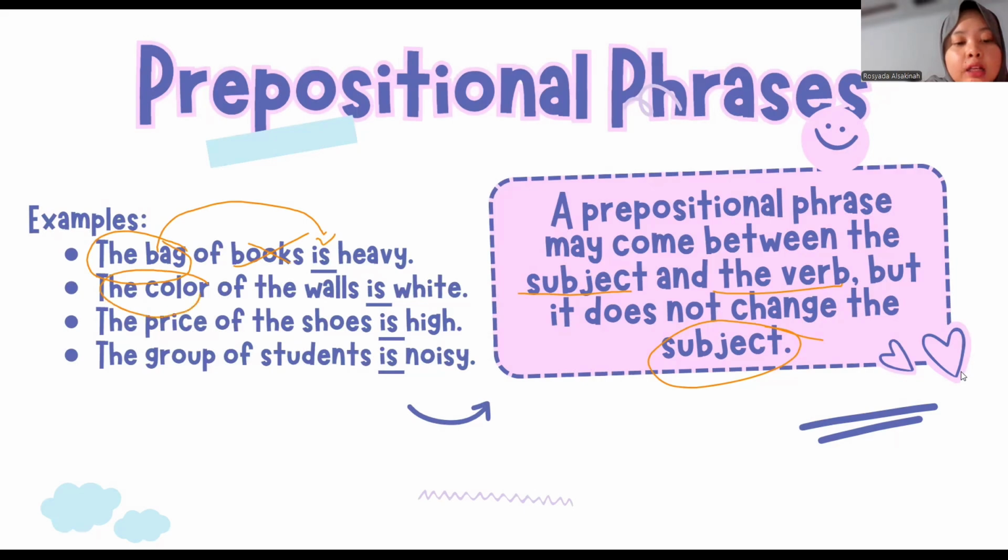The color of the wall is white. The color is singular, so we use "is" in the sentence. The price, the group, also singular, so we need to use "is" in the sentences. Always find the main subject before choosing the verb. You must take a look before you choose the verb.